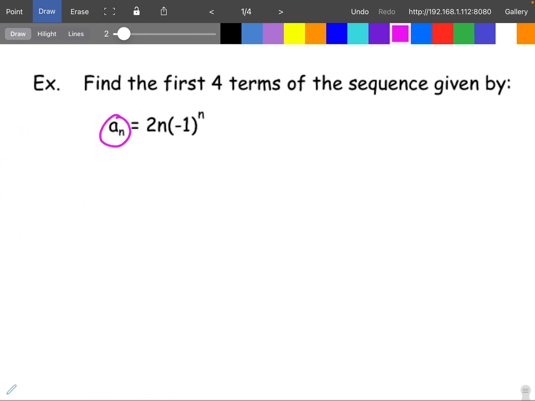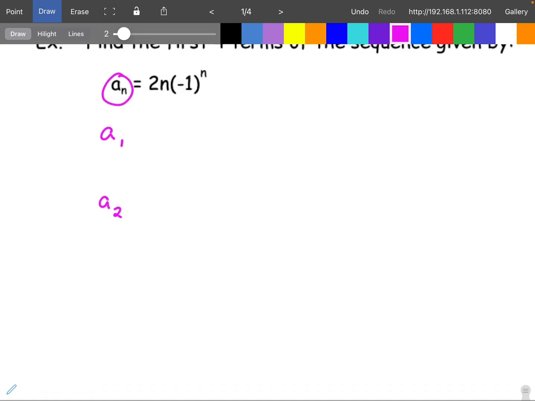So now if we go back over here, if I want to find the first four terms, that means that I want to find a sub 1, a sub 2, a sub 3, and a sub 4. Those would be my first four terms. And so I know in a sub 1, n is going to be 1. So I simply plug that into my formula.